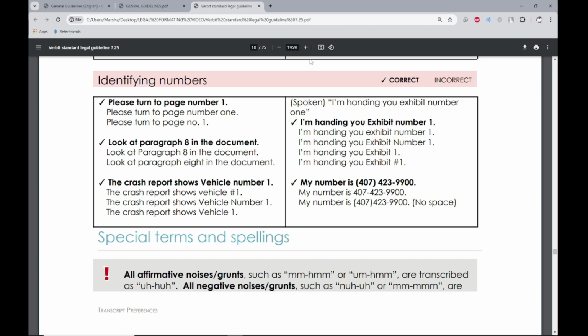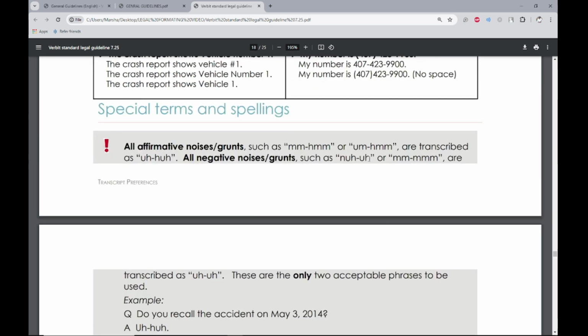Then for the phone numbers, this one is also different. Every company has their own way of writing these numbers. Others will tell you to put these parentheses, others will not. So that one is different for all companies. These guidelines are specific for Verbit.ai, but I'm just showing you the common ones, the general ones.